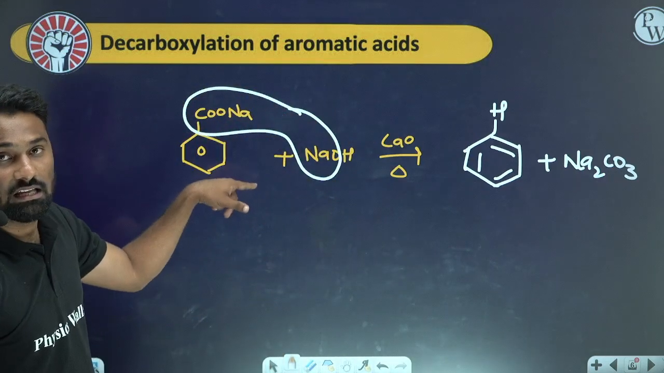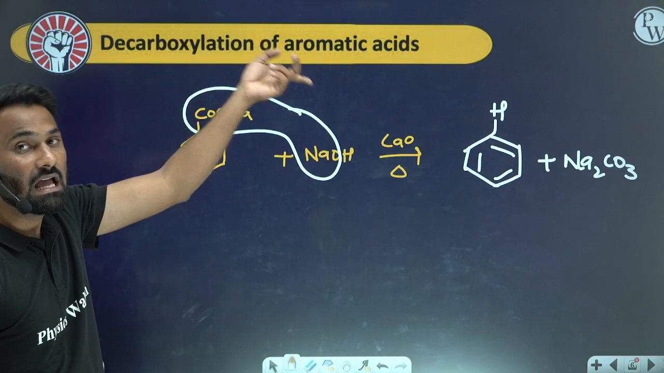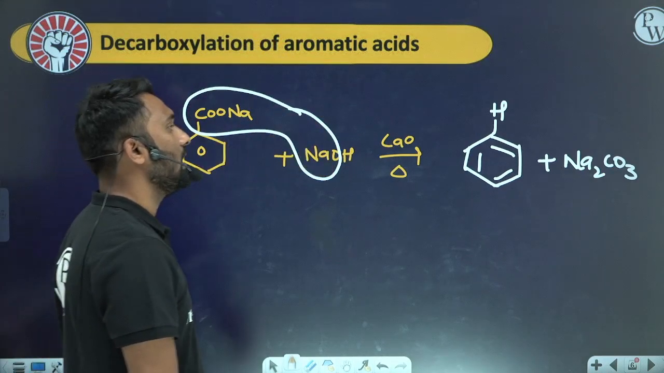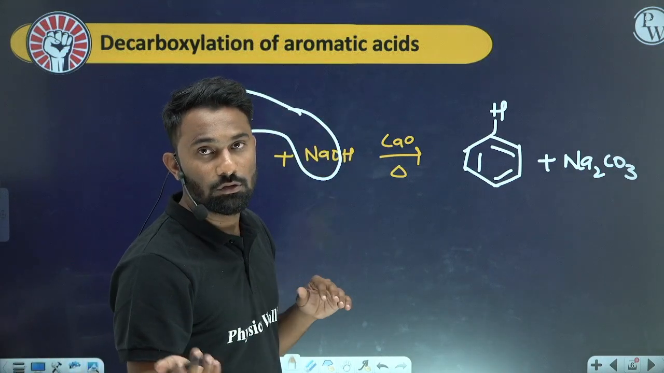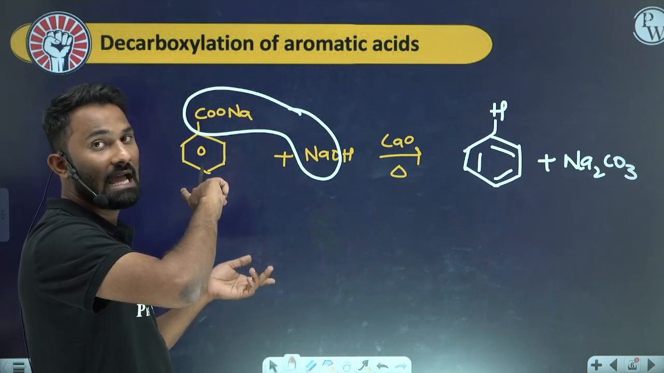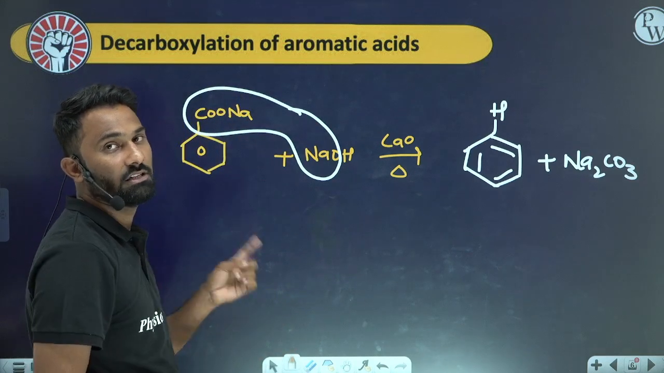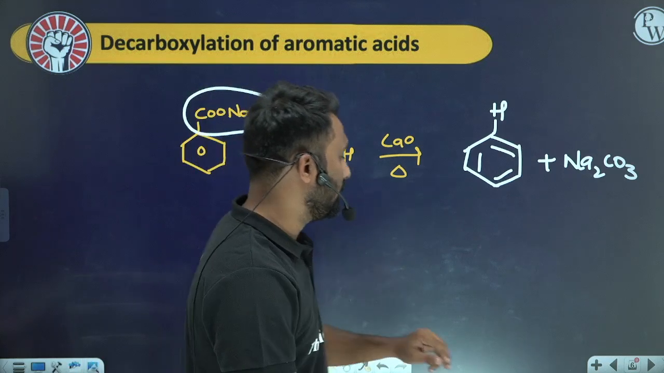Decarboxylation reaction. Where have we seen this reaction? We have seen it in the alkanes chapter. If you have any doubts, you can go and see that alkane chapter, preparation of the alkanes, lecture number 1. We saw it there. Clear? Next.